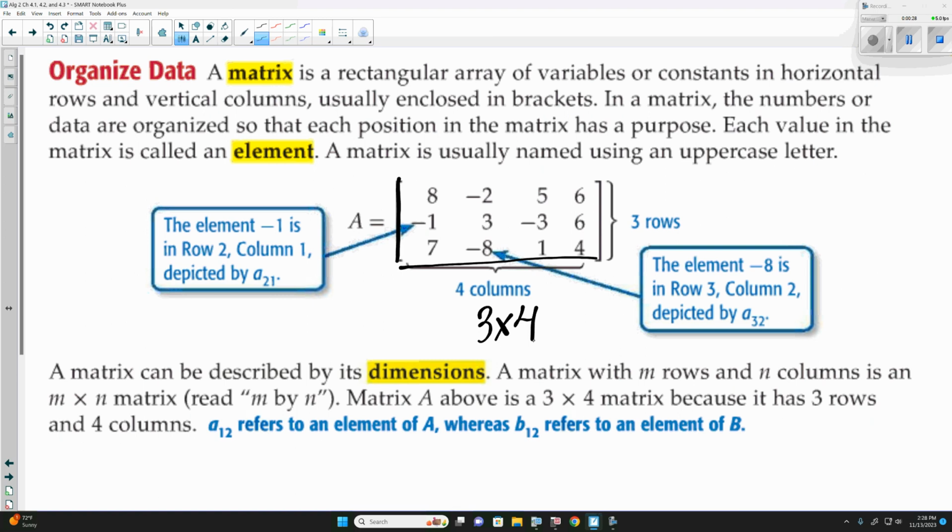Now, one thing we didn't talk about was the elements themselves. Since we call this matrix A, we denote the elements as lowercase a. So we always talk about matrices in capital letters. The elements that compose that matrix, we talk about them in lowercase letters. And the numbers that follow, so 2, 1, row 2, column 1. Row 2, column 1 would be -1.